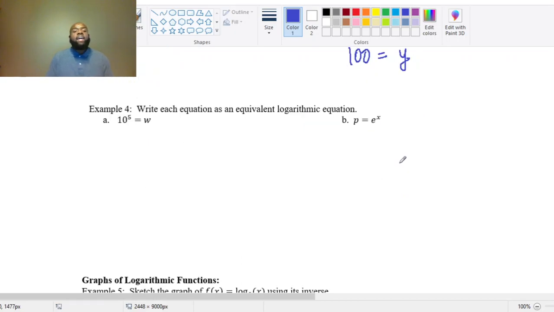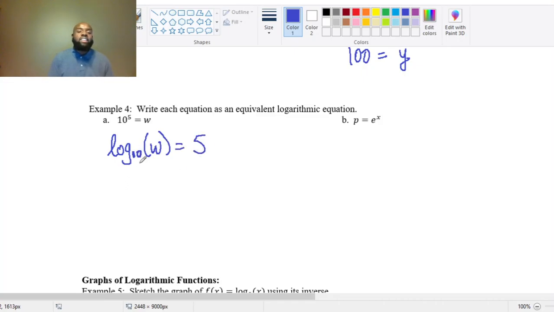All right. Example 4, we're going to go the other way. We are starting with an exponential equation, and we want to write an equivalent logarithmic equation, right? So whatever I'm raising to a power is our base. So I'm going to say log at base 10, and whatever that exponent to that power equals is what we take our logarithm of. So it's going to be log at base 10 of w equals 5.